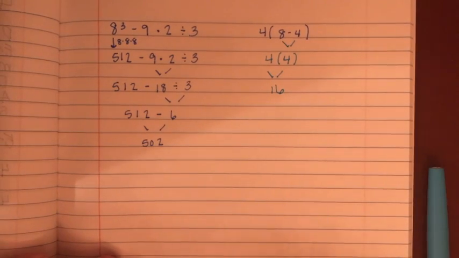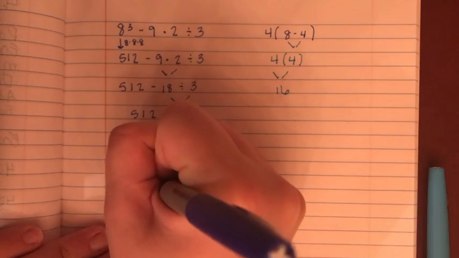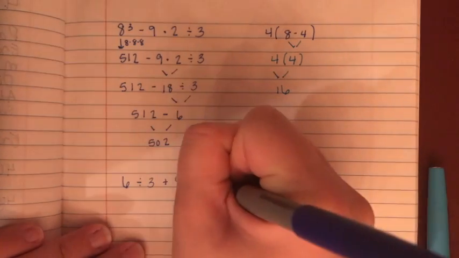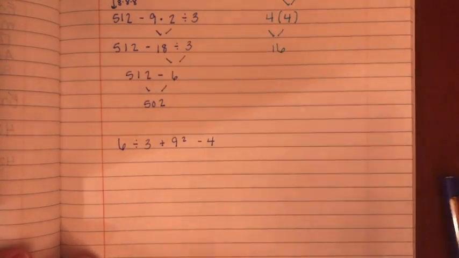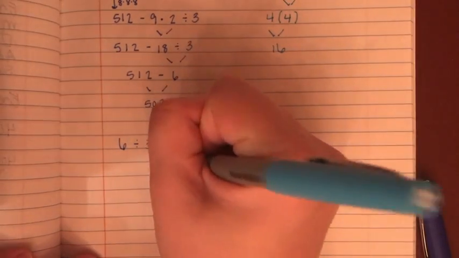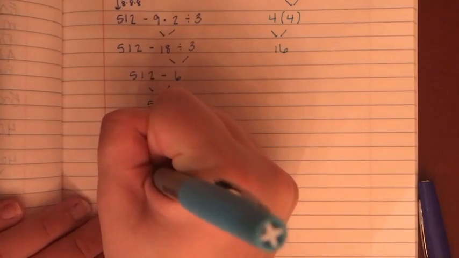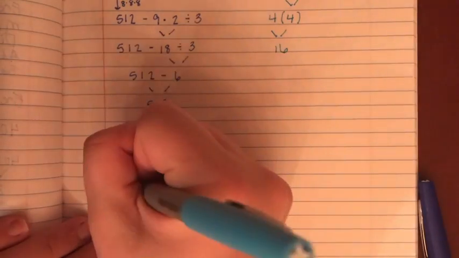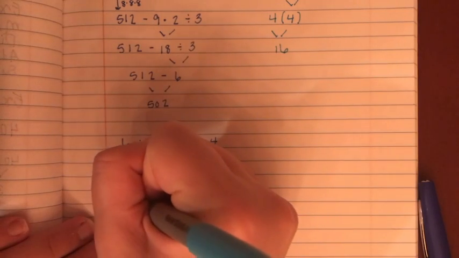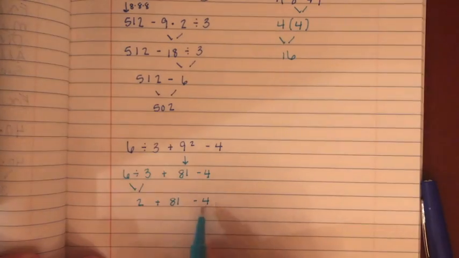Okay, let's quickly work through. Let's do one more. 6 divided by 3 plus 9 squared minus 4. So there's no parentheses, so I start with my exponents. 9 squared is 81. I'm going to bring everything else down that I didn't use. So now I'm in my multiplication and division step. And now I can just solve this from left to right.